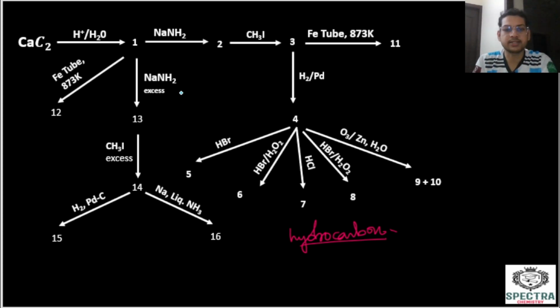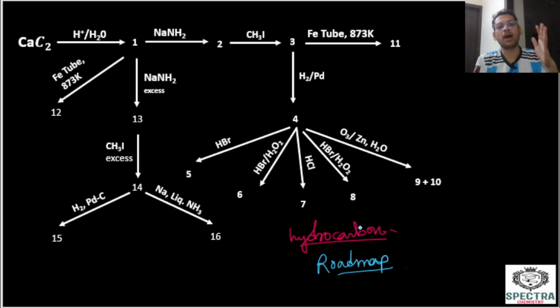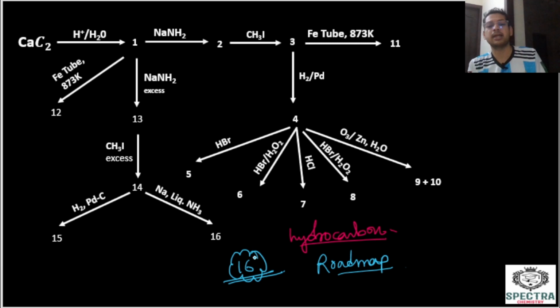So these questions are called roadmap questions. This is not an official name, but we can call it a roadmap question, where one or two molecules will be given to you and so many reagents are given, and you have to combine them and understand what product you are getting. You see, here there are a total of 16 products. Oh my god, 16 products I have to do. Okay, so one by one we'll understand all the reactions, and it's super easy, it will be super fun and you will enjoy it.